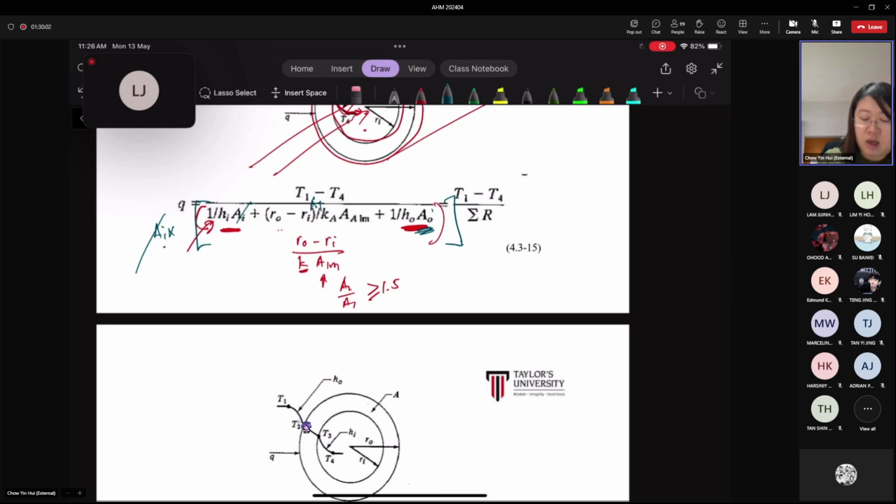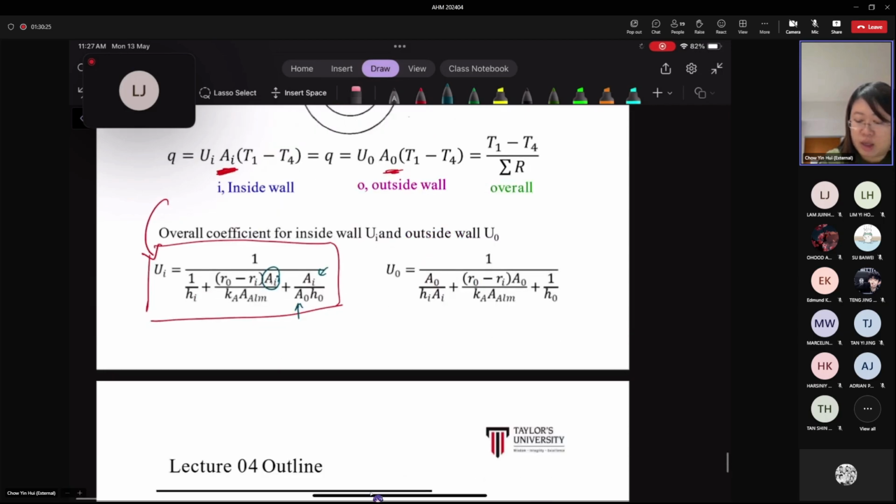Same goes for the other case. Let me clear this. Let's say you multiply this with AO, then this will cancel out, but you have AO over AI for this first term. Then for the second term, you have AO divided by the log mean area, as you can see here.